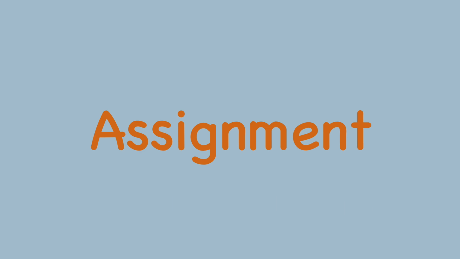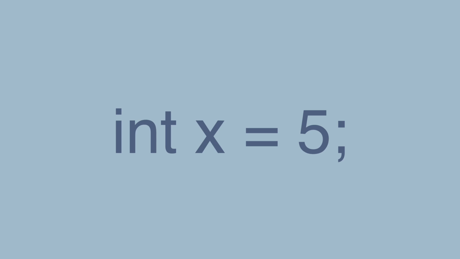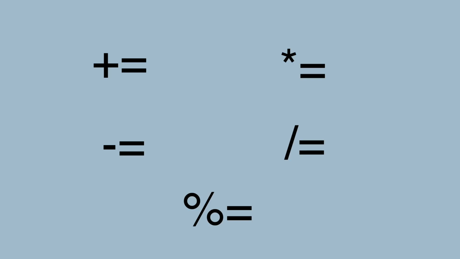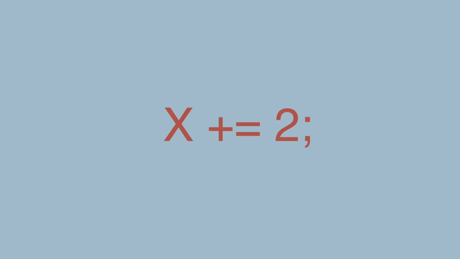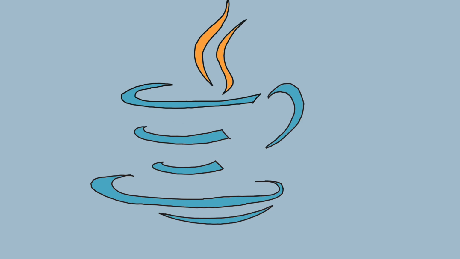Assignment operators are all about giving values to variables. An equal sign is a basic assignment, like int x is equal to 5. A plus equals sign, a minus equals sign, an asterisk equals sign, a slash equals sign, and a percentage equals sign are all shortcuts, like x plus equals 2 instead of x is equal to x plus 2. It requires less typing and returns the same result. Java likes efficiency.